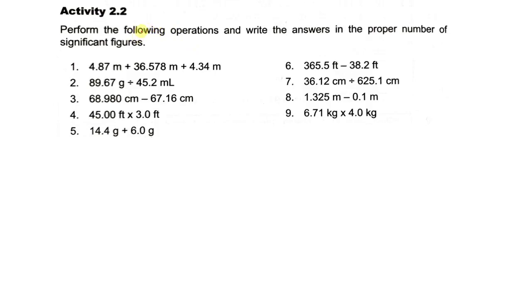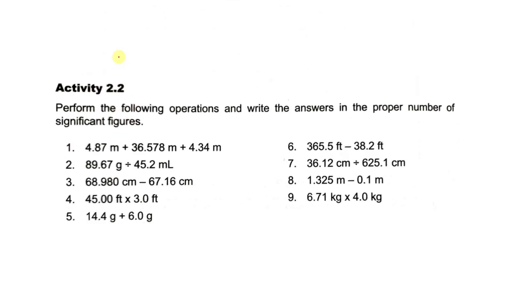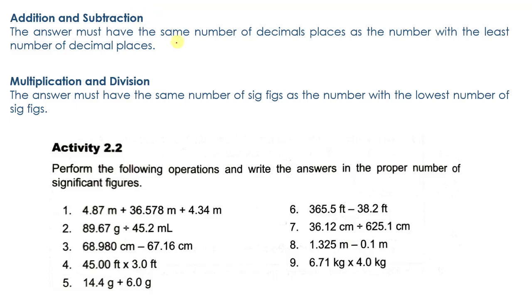Activity 2.2. Perform the following operations and write the answers in the proper number of significant figures. This one is under significant figure arithmetic. Again, the rules for this have been discussed in the previous lecture videos. We have the same rules for addition and subtraction and a different rule for multiplication and division. In this case, you will answer numbers 1 to 4. I will give numbers 5 to 9 as an example.